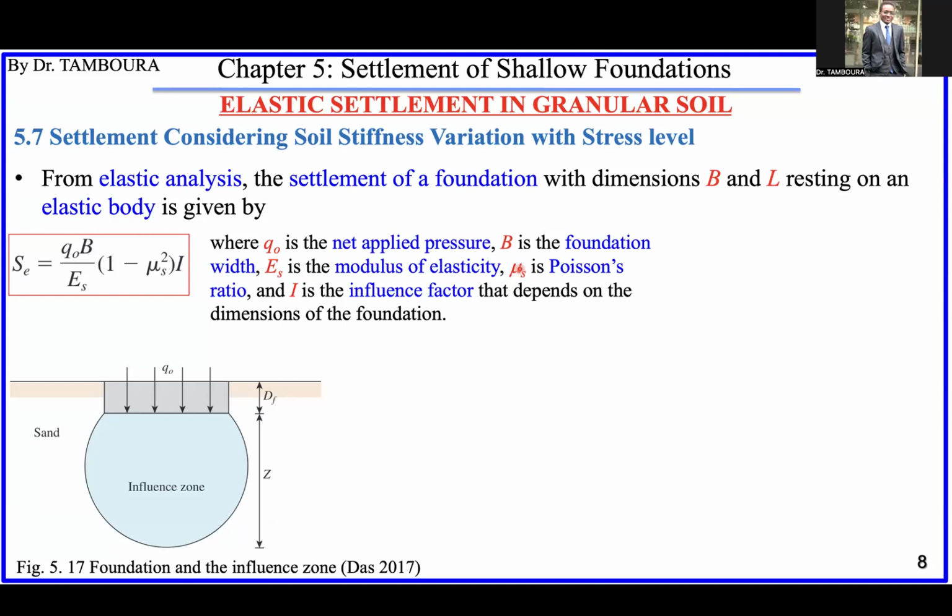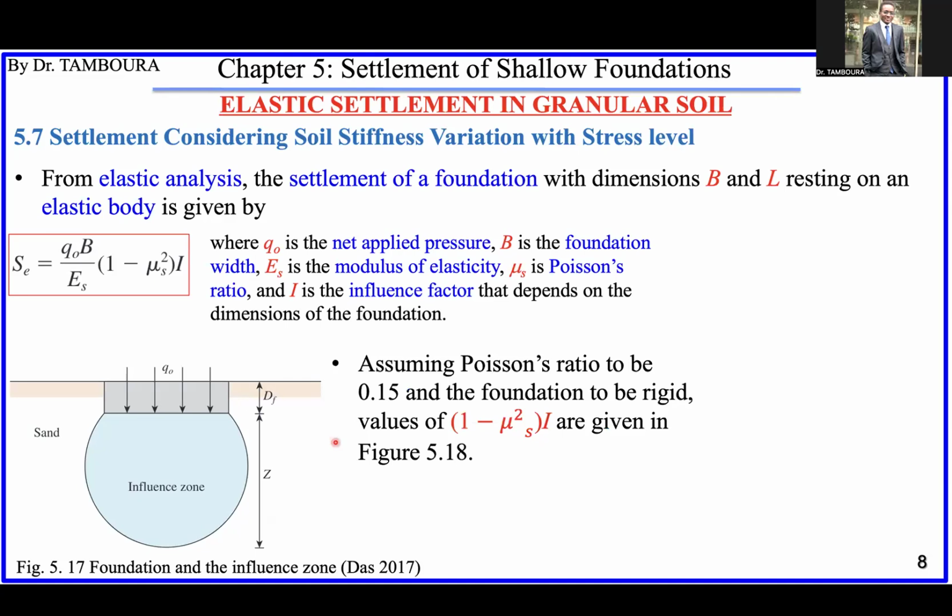And the Poisson ratio, which is sometimes around 0.3 for sand. And this I is the influence factor, which depends on the dimension of the footing. So we will try to find out how to estimate each of these parameters, okay? Yeah, we'll see.